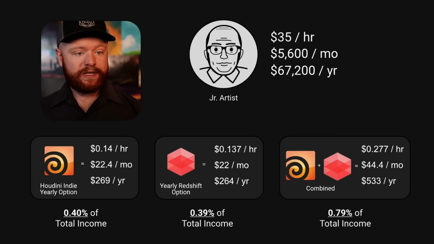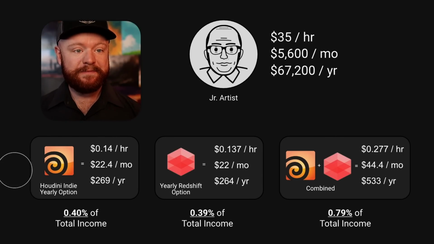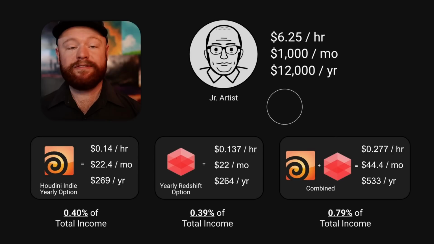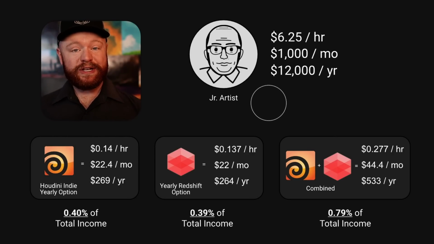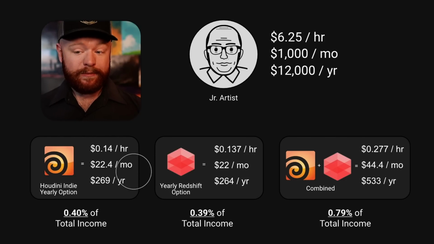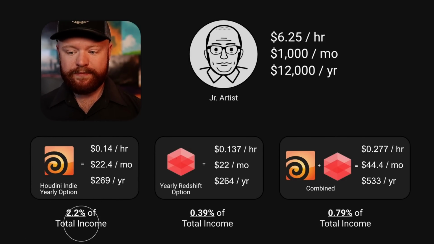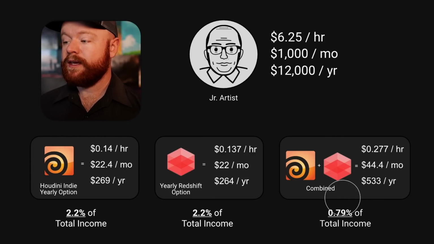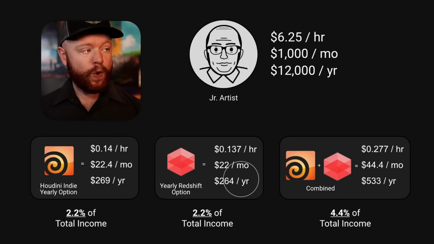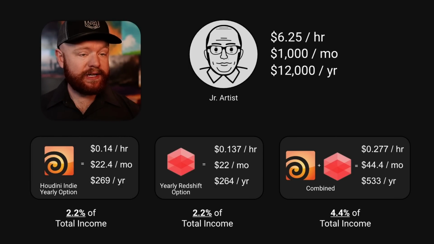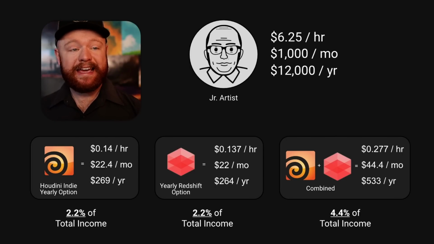Now, watching this, you might be from India. So let's try some alternate calculations, shall we? Let's say that you're from India and you make about $12,000 a year. That's about 3 to 4 times less than a McDonald's worker here in the States. Well, as a percentage of your income, that's 2.2% for both Redshift and Houdini. Combined, that's 4.4%. Spending that kind of money and reaching $12,000 a year is still honestly not that bad.